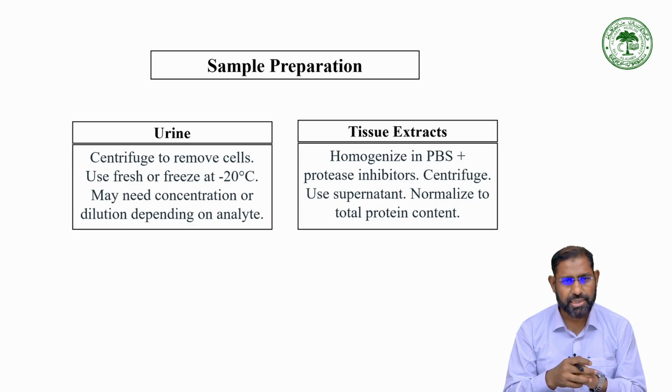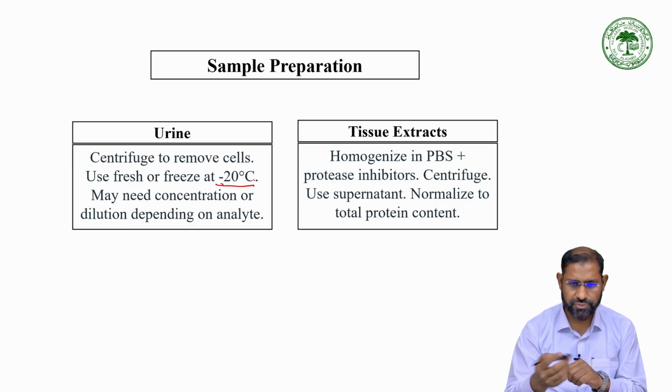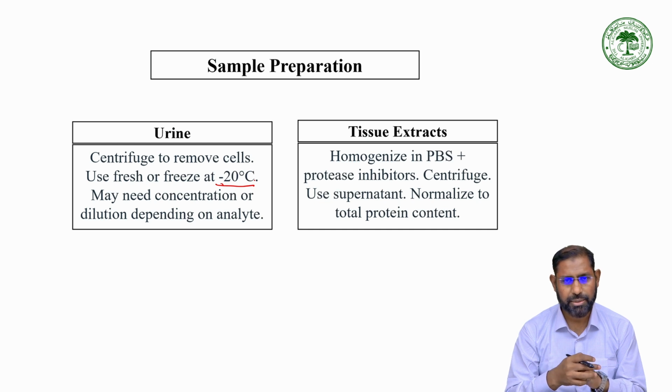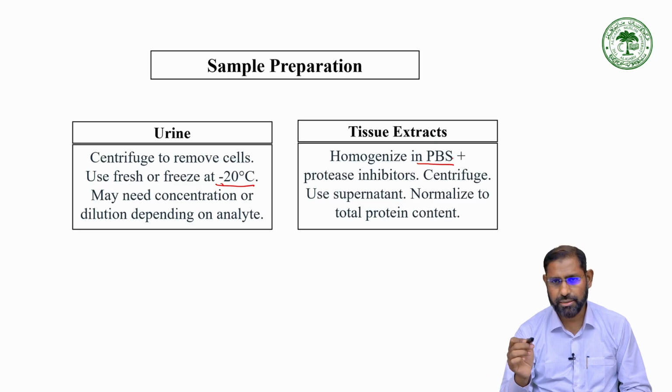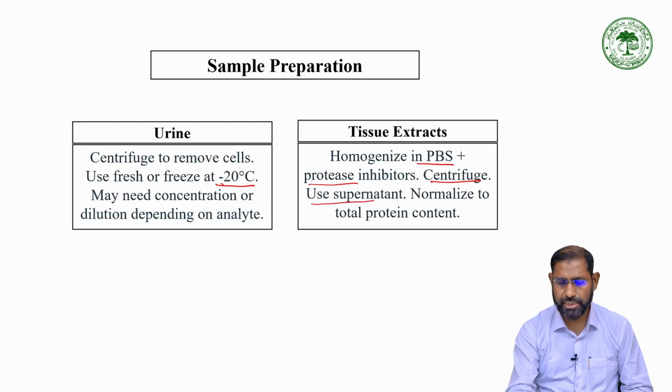centrifuge to remove the cells, use fresh or freeze at -20, that is fine for the protein. We can keep it for 1 or 2 days or maybe a week. May need concentration or dilution depending on the analyte. Then we have tissue extracts: homogenize the tissue in PBS, add the protease inhibitors, and then centrifuge, use the supernatant and normalize to the total protein content.